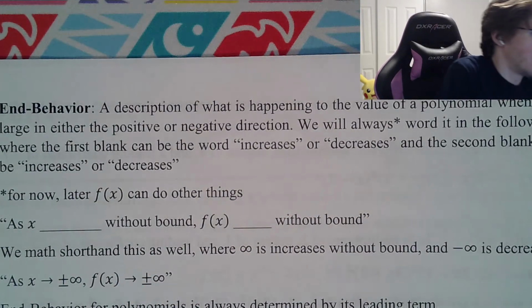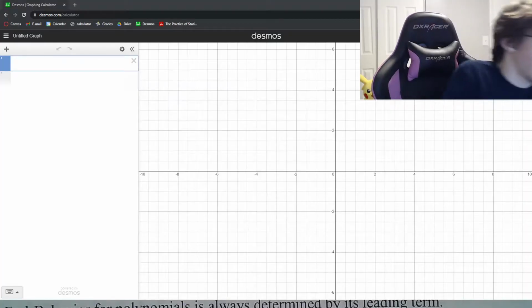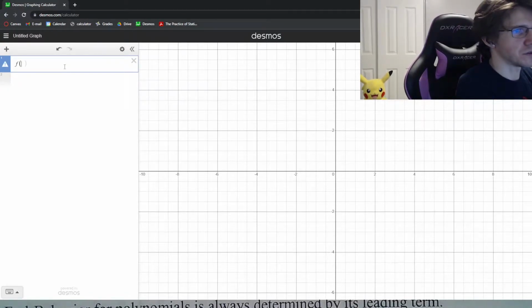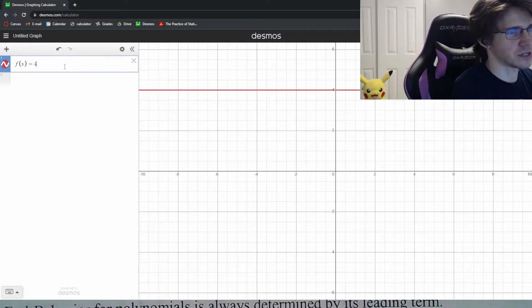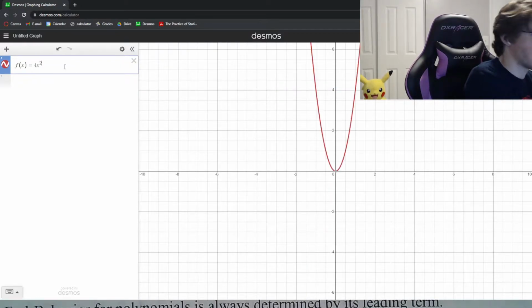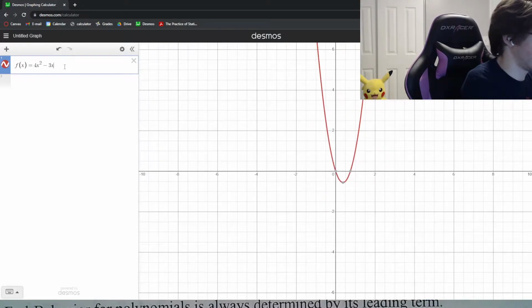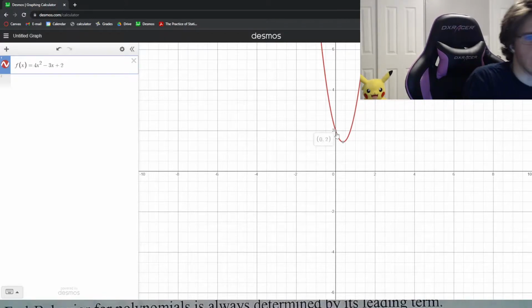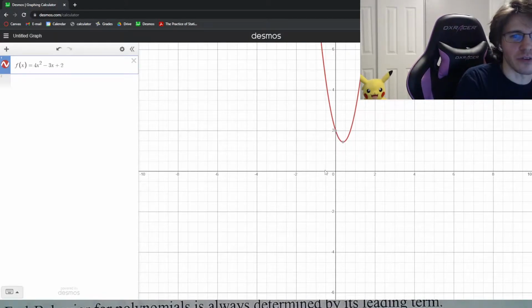Pausing video again. All right, we got Desmos up on the screen. So the idea here is if I were to do f of x is equal to, let's do the original function I started off with today, 4x squared minus 3x plus 2. Here's my graph, my polynomial. The end behavior is what is happening on the far right-hand side of the graph when x is all the way off to the right or all the way off to the left.